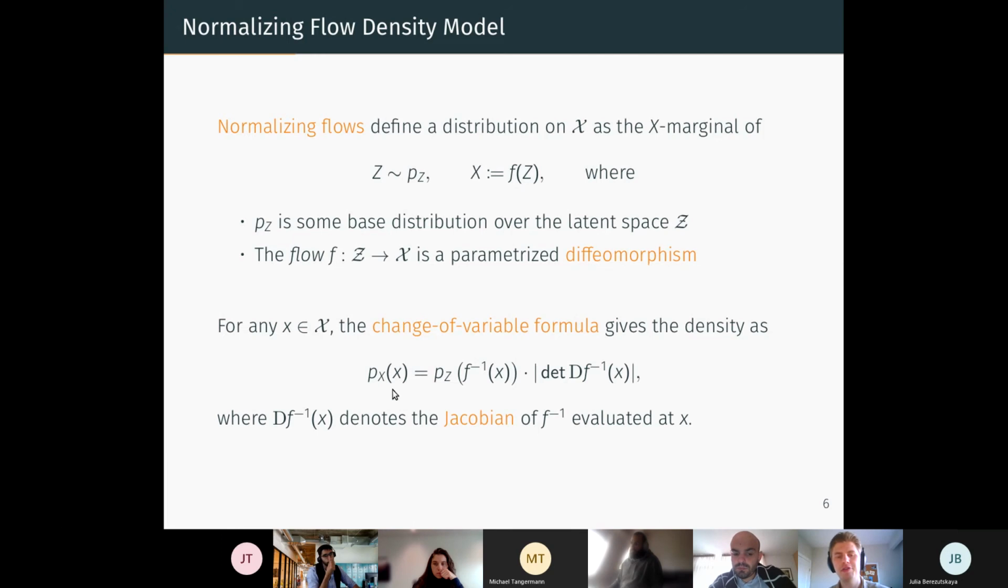How do we learn these parameters? Well, we can perform maximum likelihood estimation because we have the change of variable formula. So we know that the density, since f is a bijection, can be represented in the following form: a prior term times the volume change. And here just some notation. I've used df inverse to denote the Jacobian of f inverse. So that's nice and easy.